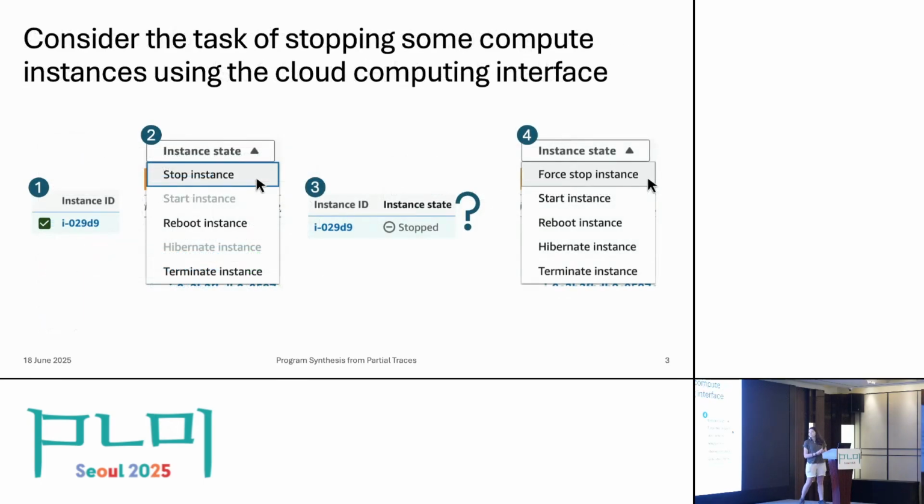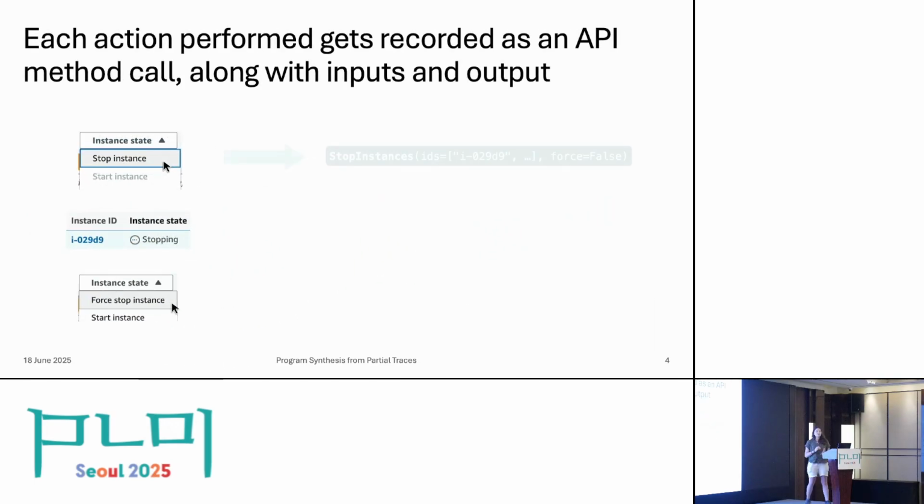So let's please consider the following task, where you select some instance in your cloud computing console, and you click a button that says stop instance to stop it. Then after some time, you'll refresh the status of your instance to check if it's already stopped. If it is, you're done, you go home, you're done for the day. But if it's not, you'll go and press a button that now says force stop instance, just to make sure that it's really stopped. Each of these actions will produce an API call that gets recorded by the console.